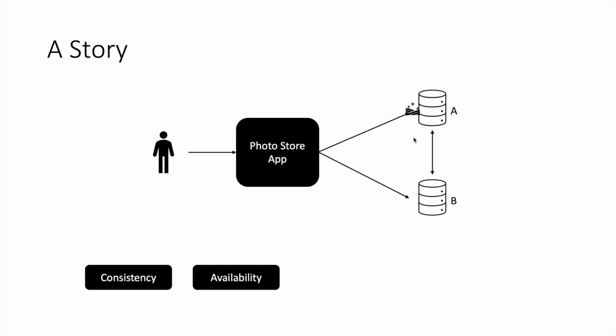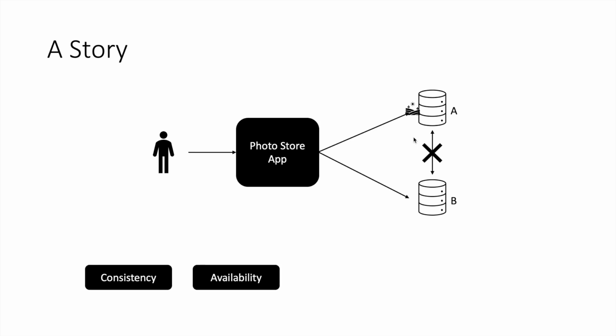Now let's talk about a third situation. Suppose servers A and B both keep on working, but the network link between them is broken. This has created a partition within the cluster, so servers A and B are not able to reach each other and share information, but servers A and B can talk to the Photo Store app. So whenever the user makes a request, it can go to server A or it can go to B.